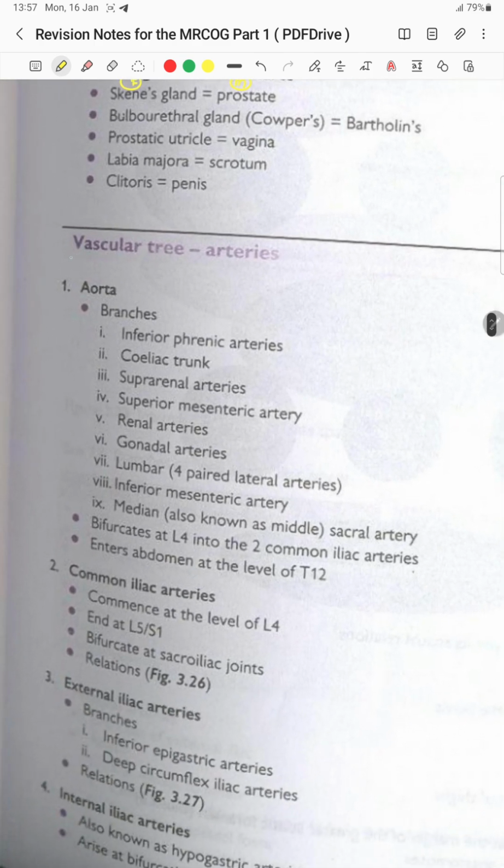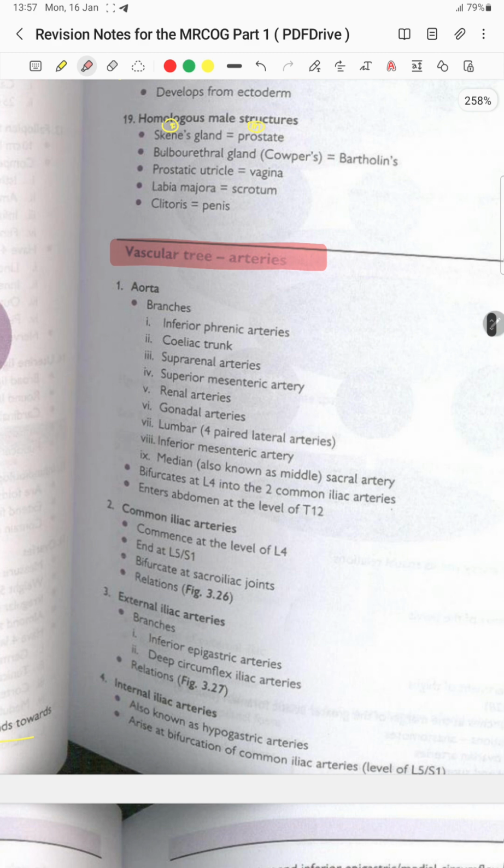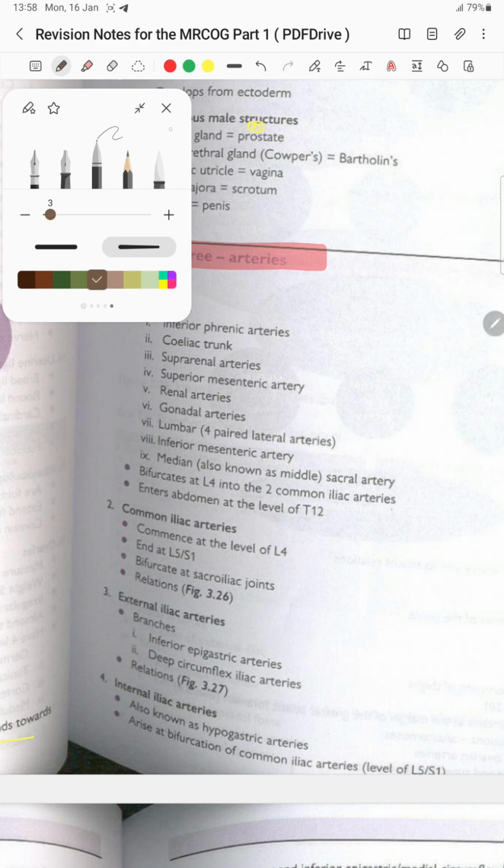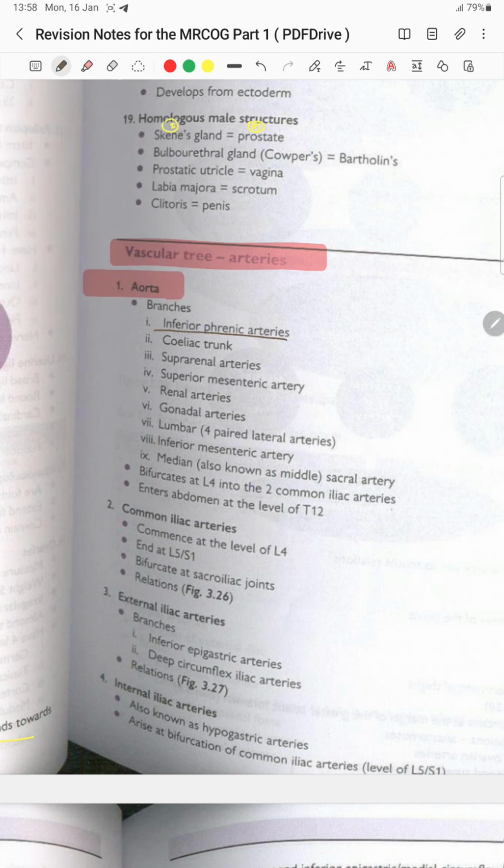Now the next is the vascular tree, and first are the arteries. The major branch is the aorta, and it gives off different branches, which include the inferior phrenic arteries, the celiac trunk, the suprarenal arteries, the superior mesenteric artery, the renal arteries, and the gonadal arteries, and four pairs of lumbar arteries, the inferior mesenteric artery, and the median, also known as the middle sacral artery. It bifurcates at L4 into two common iliac arteries, and enters the abdomen at the level of T12.